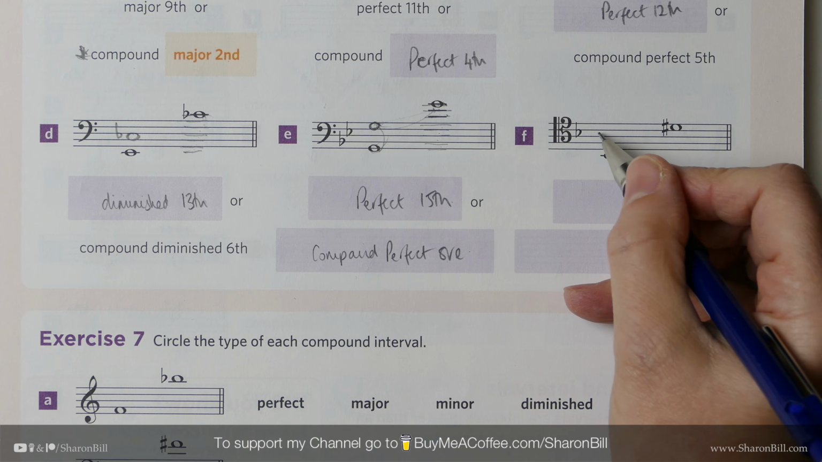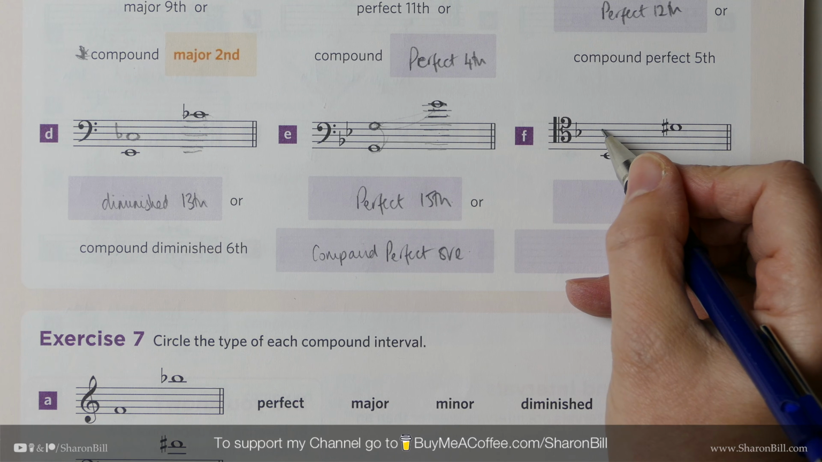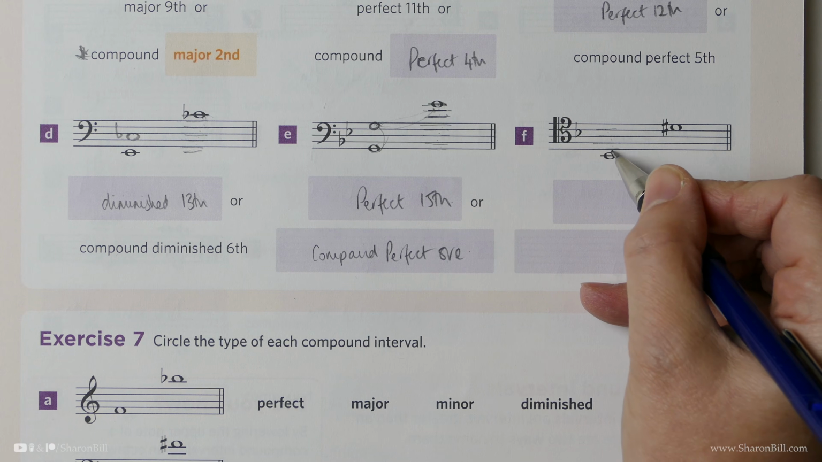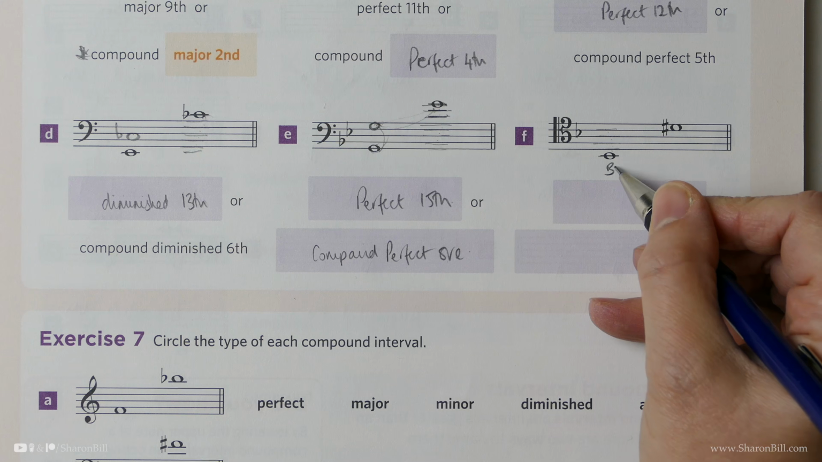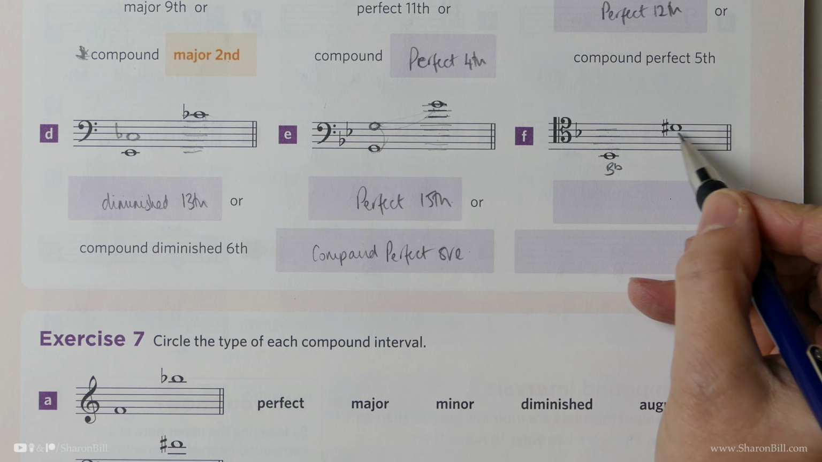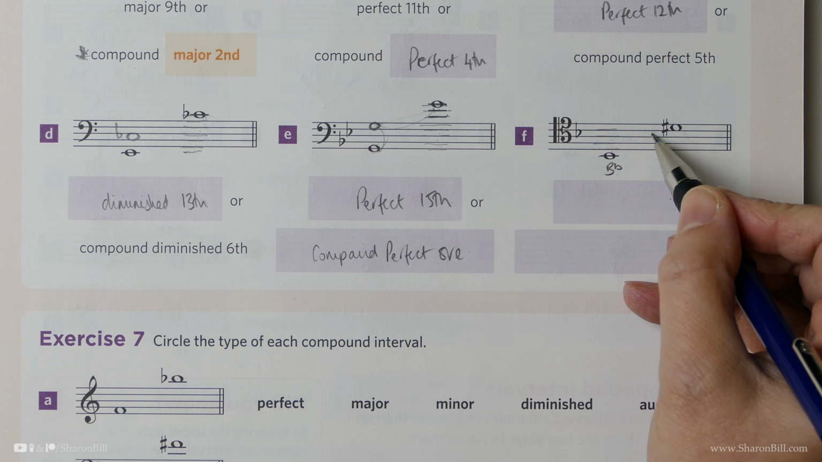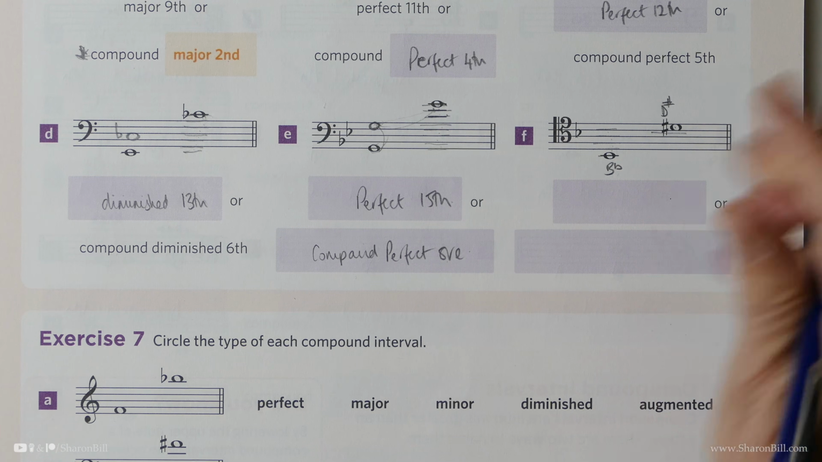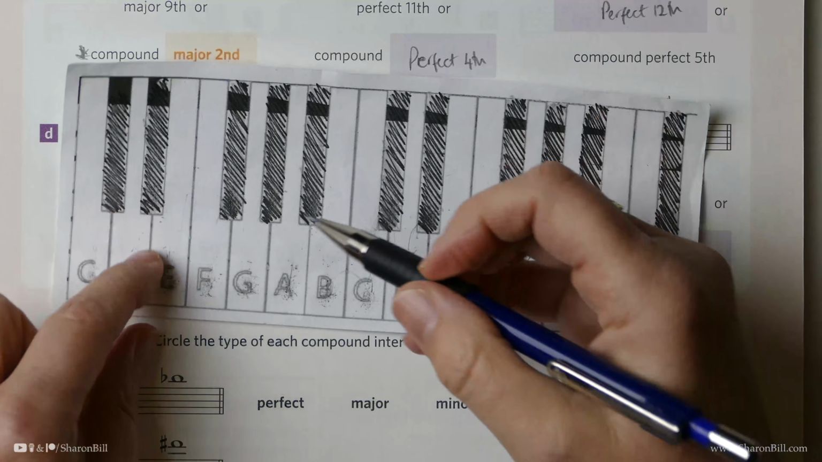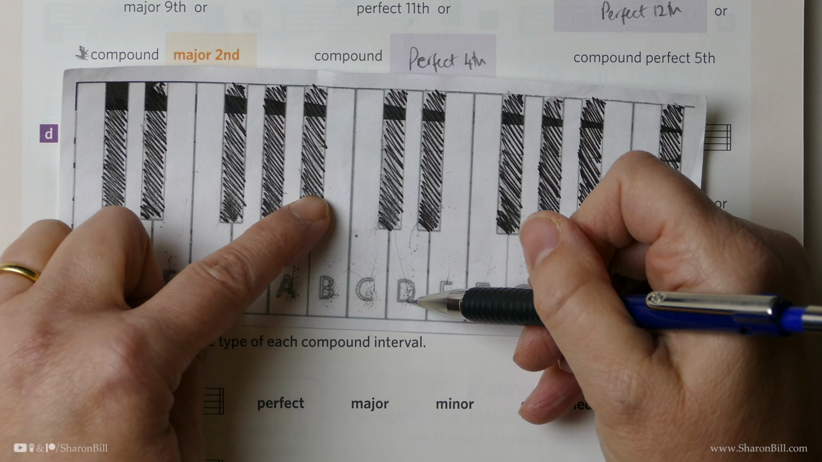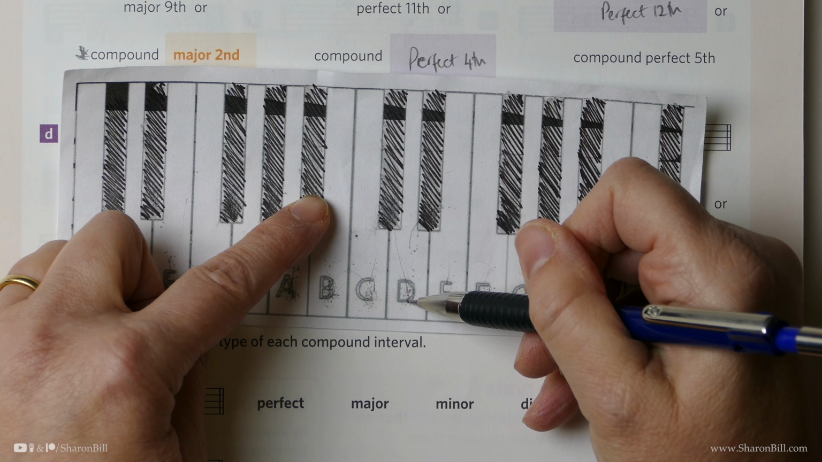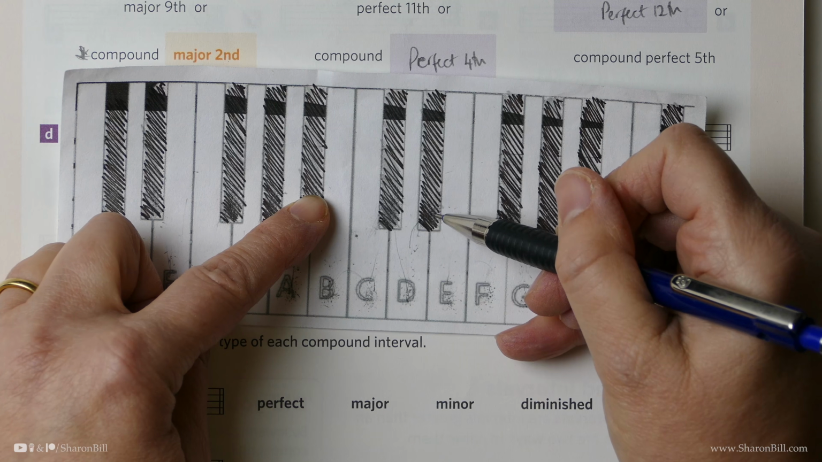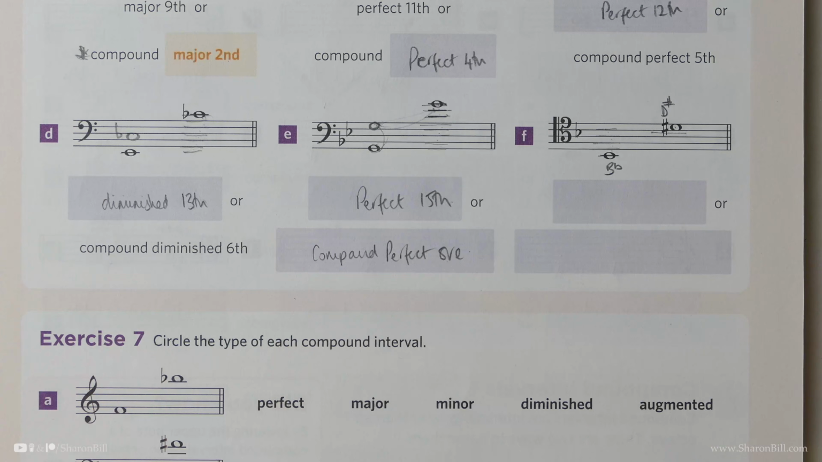So here we have, let's see what letter name this is. C, B, A, G, F, E, D, C, B. It's B flat because of the key signature, and then we're going to C, D sharp. So we know, let's just think about this. B flat to D would be major, and then we've gone to D sharp, which is augmenting that. We've gone bigger, so it's an augmented third with an extra octave gap.